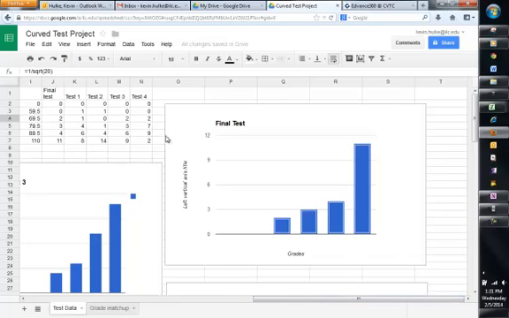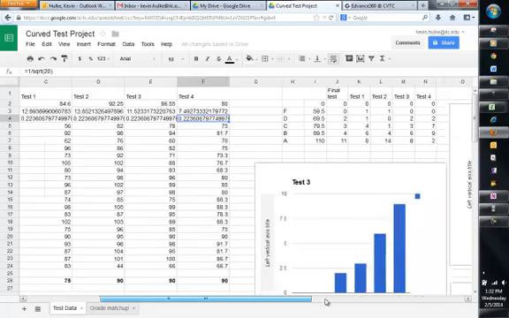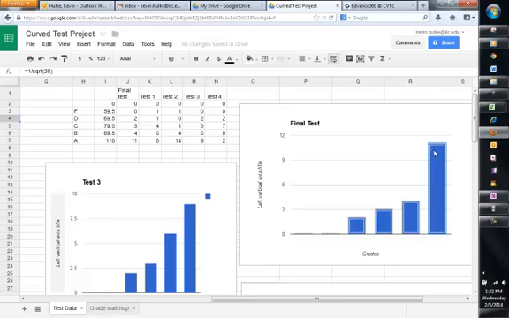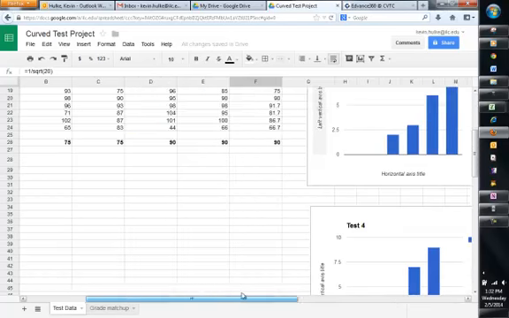The first test that I'd like to show you is the grade distribution for the final test. If you notice, the average was 85, which was a pretty high average compared to the other tests. And if you notice, there were 10 or 11 students that had A's, 4 of them that had B's, 3 of them that had C's, and then it looks like 2 of them had D's.